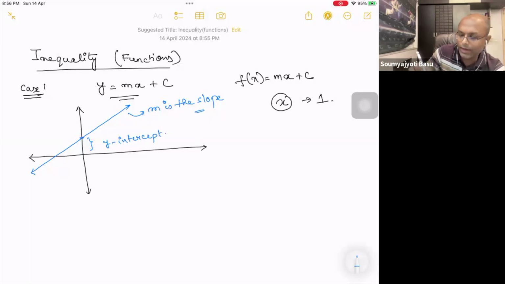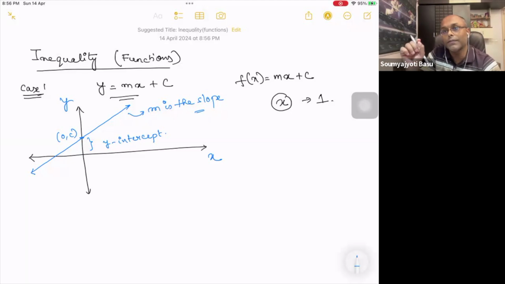It's easy to understand why it's the y-intercept, or why I'm saying that this is c. If you observe, this is the x-axis, this is the y-axis. The point where the straight line cuts the y-axis, there the value of x must be 0, right? This is the origin, (0, 0). And anything along this line, x is 0, right? So if you put x equals 0, you get y equals c. So that means the value of y at that point is c. So that point is (0, c), and hence it's known as the y-intercept. Very simple.